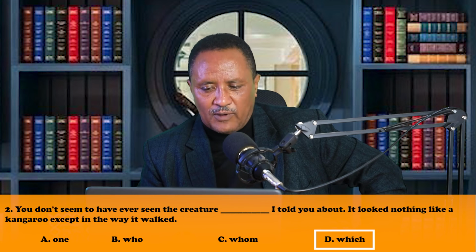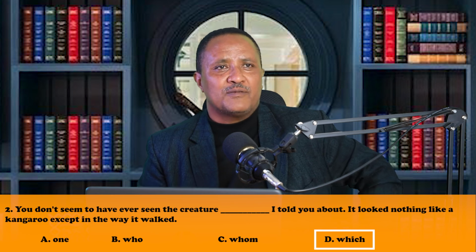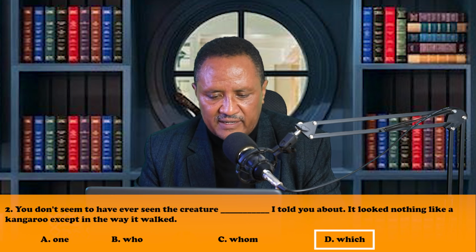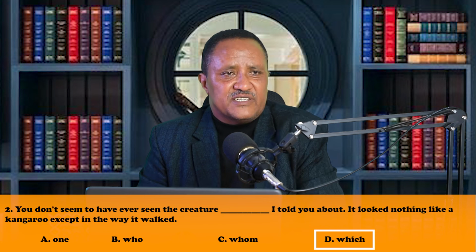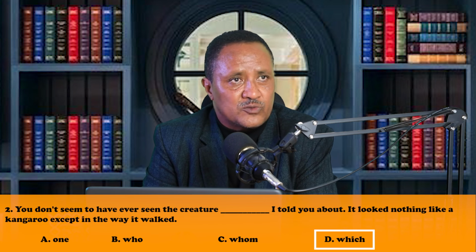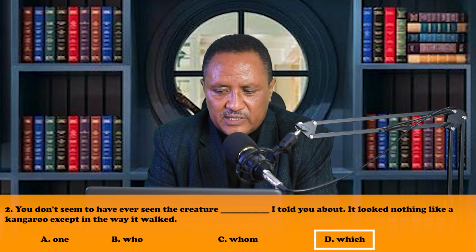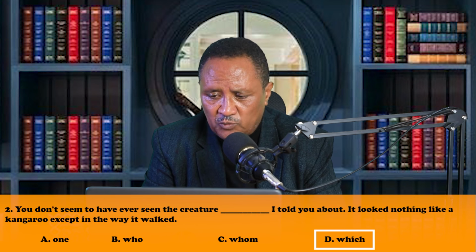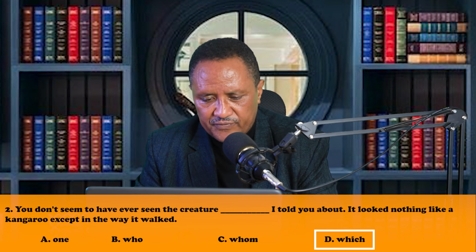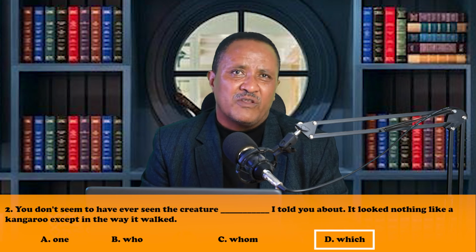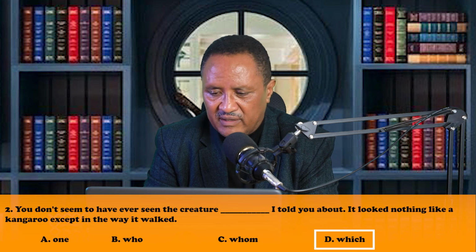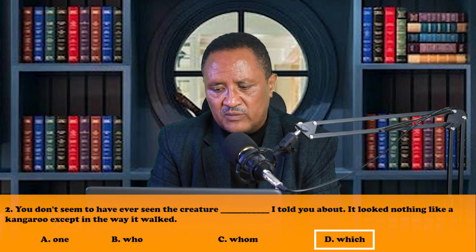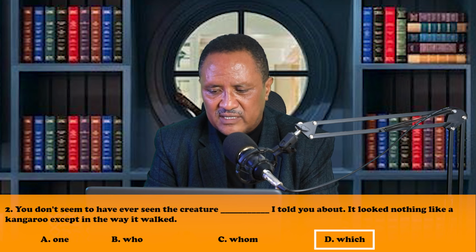Now, what could be the reason, just like the one I told you earlier? Let me try to elaborate the reason behind the curtain. In the sentence, as you can see, the creature which I told you about is a relative clause that provides additional information about the creature. Relative clauses, most of the time beginning with which, are used to give non-restrictive or non-defining information about the noun they refer to. So because of this reason, then we'd argue that the most appropriate answer would be D.